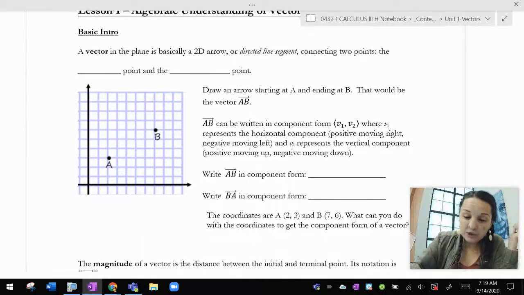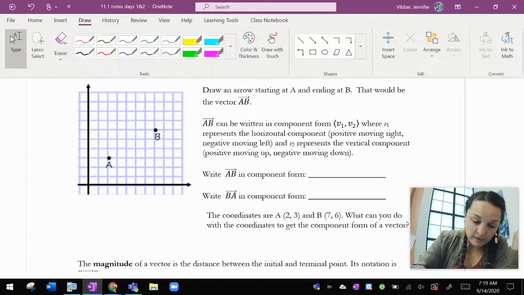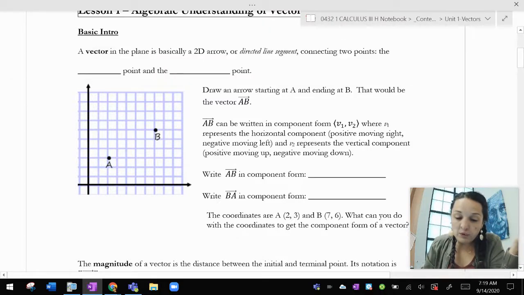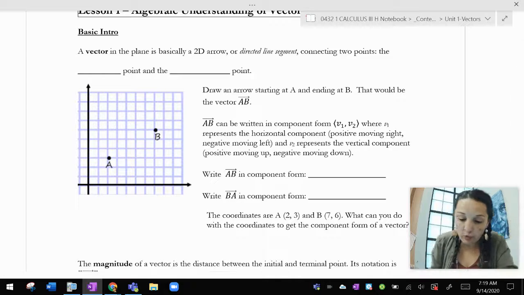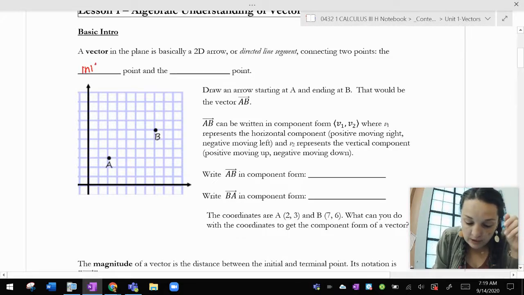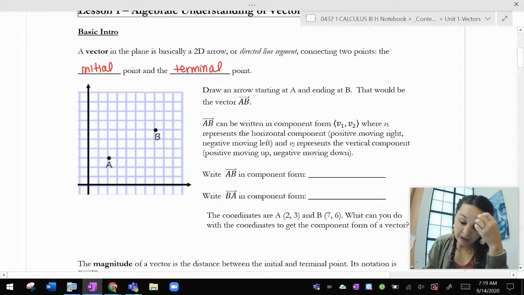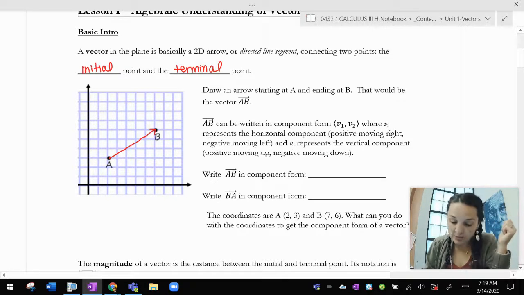So a basic introduction to vectors here. Let me get a pen going. A vector in the plane is basically a 2D arrow or a directed line segment connecting 2 points, the initial point and the terminal point, meaning the start and the end. Draw an arrow starting at A and ending at B. That would be the vector AB. There's vector AB. Ta-da, easy peasy.